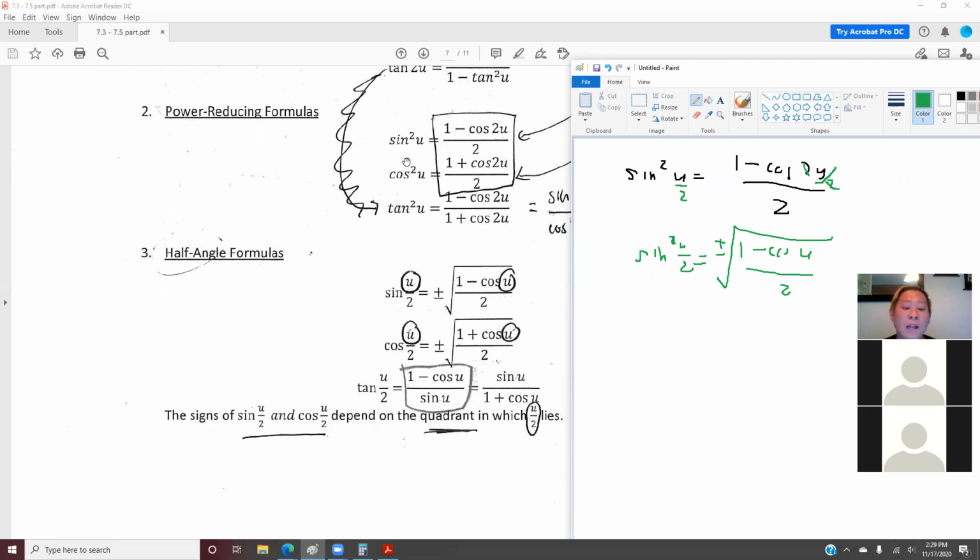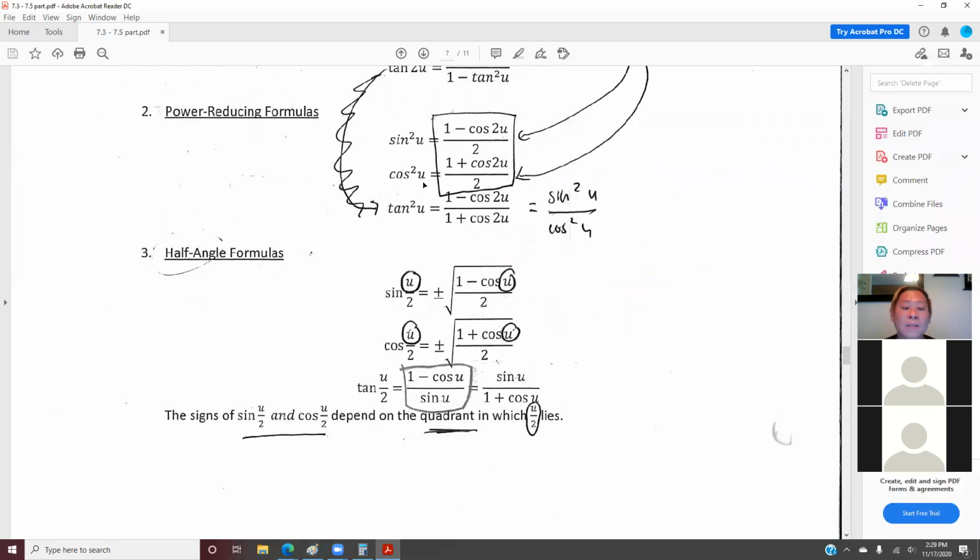Same thing with cosine u. I use this one, divide this by 2, and then divide this by 2, and then I take the square root. I will get this one. And then tangent u over 2 is, again, you can divide these 2 up. This is the formula. Again, for tangent u over 2 you have two choices. We mostly use the one I drew in the box, because you only get a single monomial term in your denominator. This is what we will use mostly.